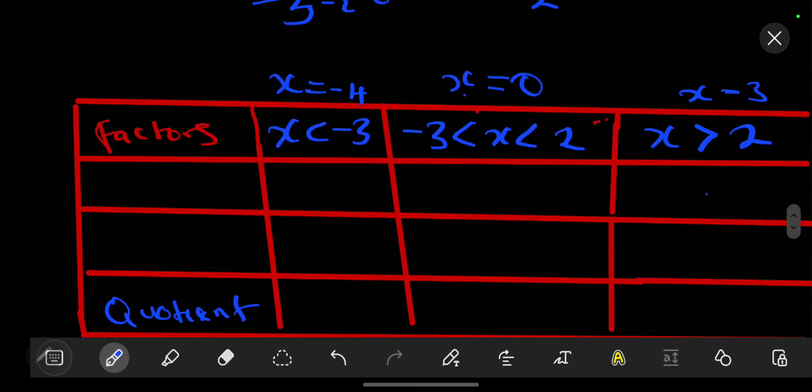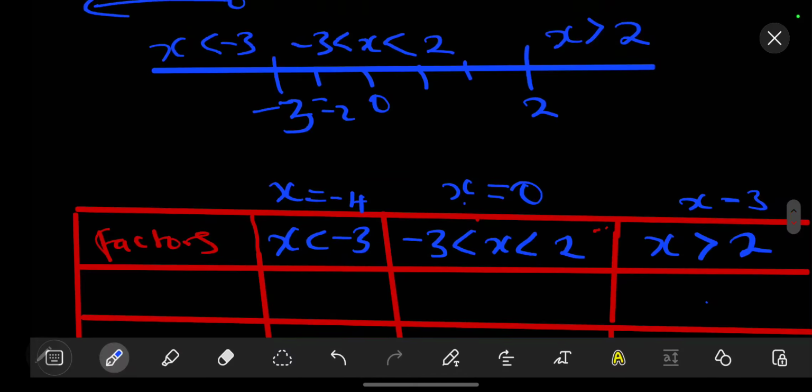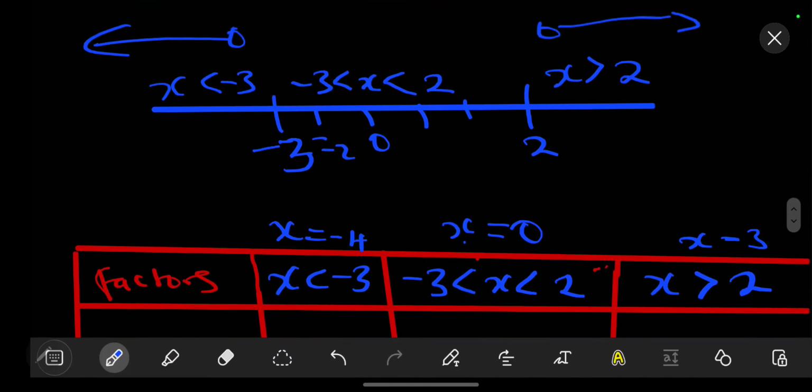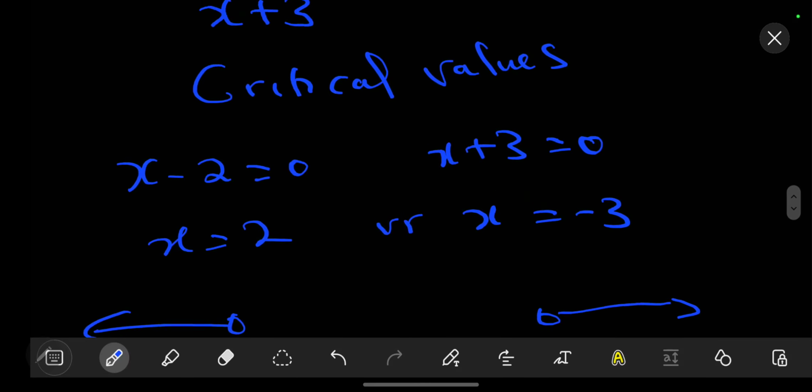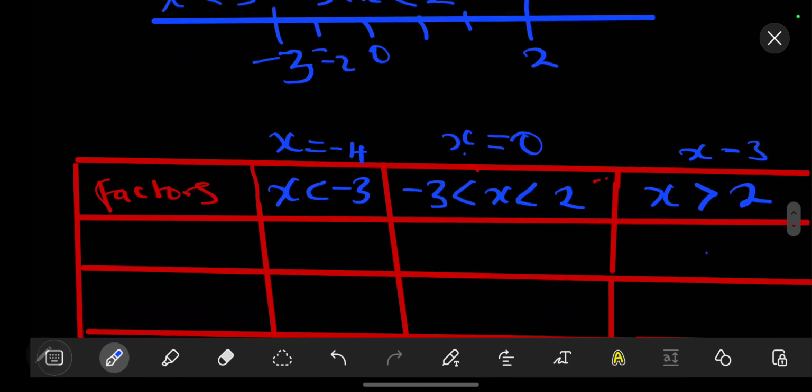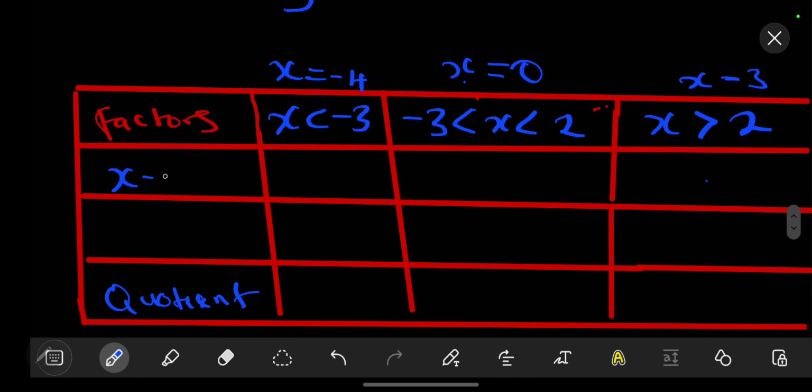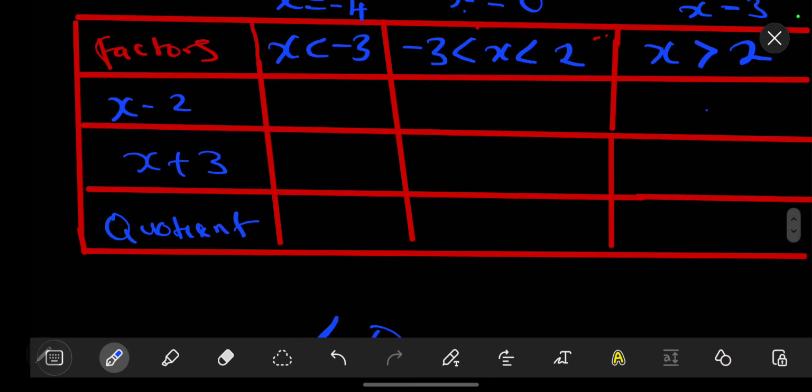So from here, we are going to now write our factors, and our factors are x minus 2 and x plus 3. So we are going to write x minus 2 and x plus 3, like that. Then if we put negative 4 here, where there is x minus 2, it will be equal to negative 6.